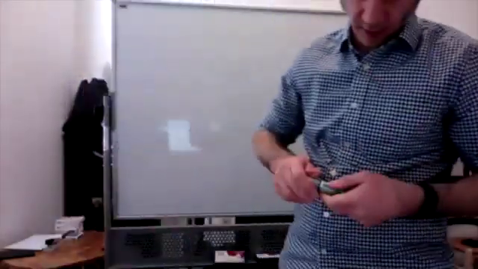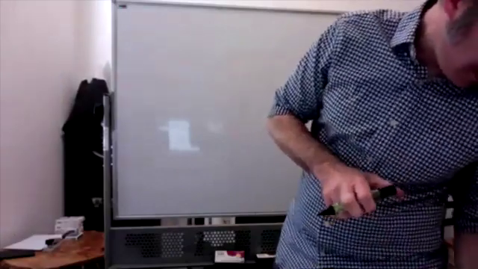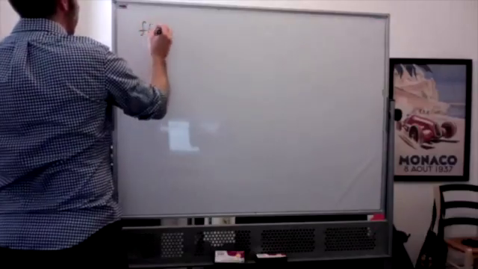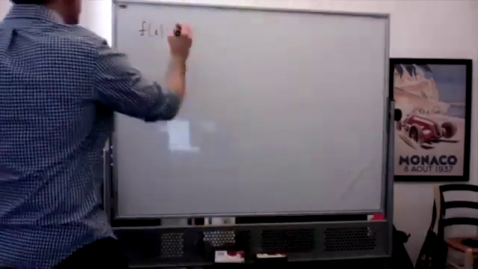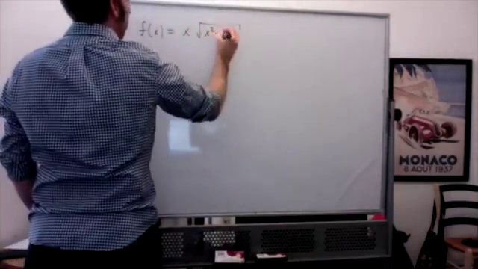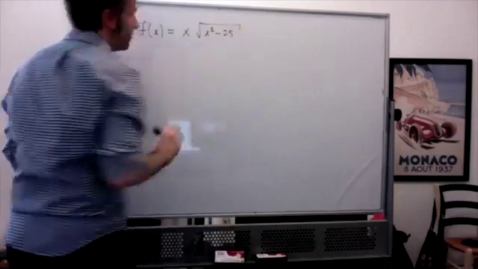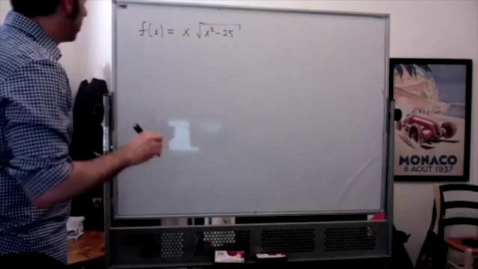All right, let's graph some stuff. Let's start off with, I think this is an interesting one. Let's go ahead and start off by graphing f of x equals x times the square root of x squared minus 25. Okay. This pen is going to suck for a minute, but it'll get better shortly.